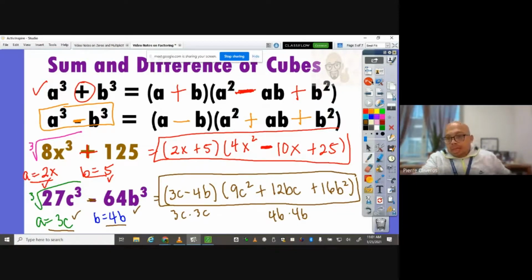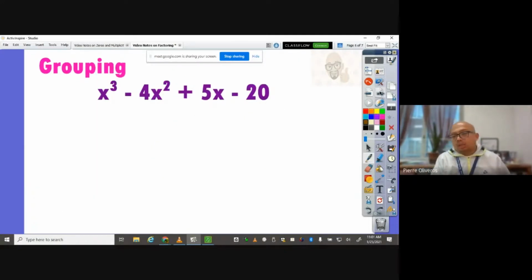Okay? All right. So factor by grouping. If you will notice, there are four terms. Here's what you do here. You cut into half, two terms on the left, two terms on the right. What's the greatest common factor of the items on the left? x cubed minus 4x squared. The common term is x squared. So what goes inside the parentheses? I'm going to divide by x squared here, divide by x squared here. That gives me x minus 4.